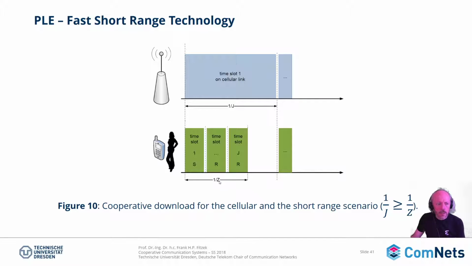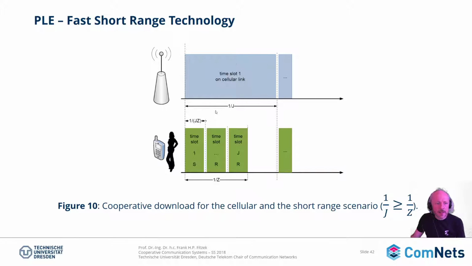Why is this? First of all I have to say, you see already when we talk about the fast short-range technology, we assume that 1 over j is larger or equal to 1 over z. That's important. Now, why is this 1 over z? Maybe this is a little bit harder to understand. Maybe it's easier to understand that this part, this was 1 over j.